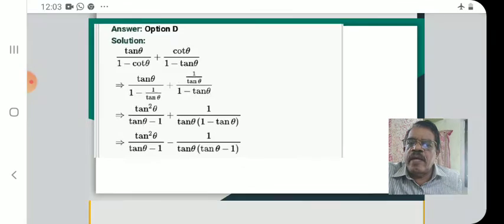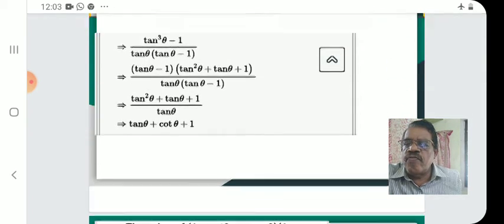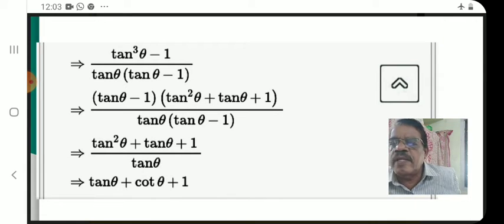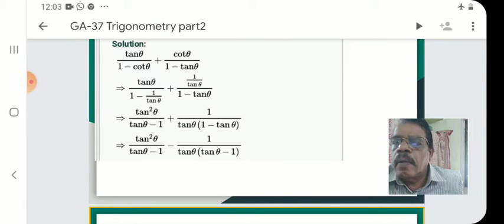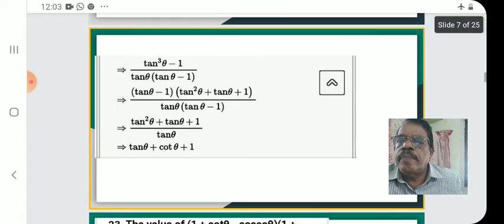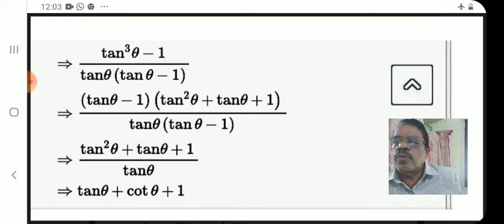And tan theta minus 1 we can take as common factor. We get tan square theta minus 1, tan theta into tan theta minus 1. That is tan cubed theta. You see, a tan cubed is coming. Isn't it? When we multiply both the terms with tan theta, the first term becomes tan cubed theta. So here tan cubed theta minus 1 by tan theta into tan theta minus 1.